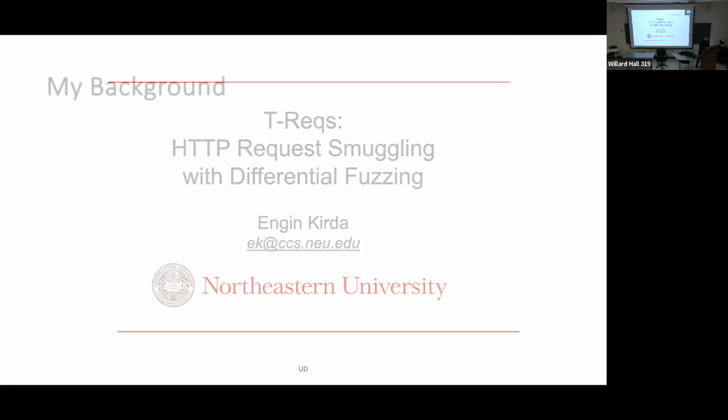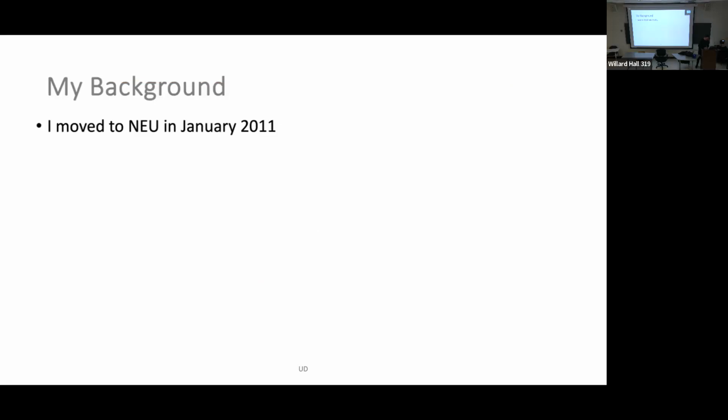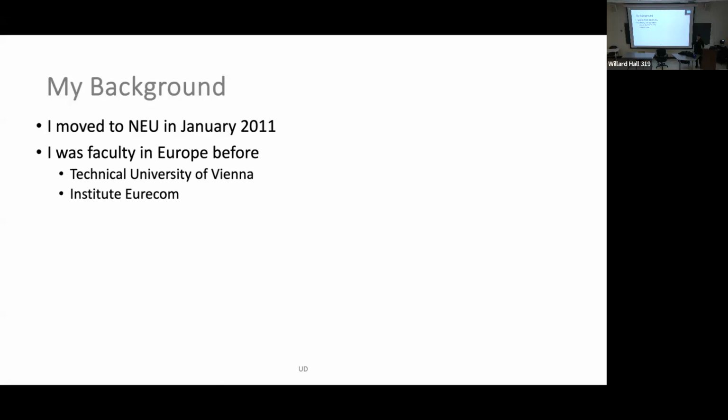So my background: I moved to Northeastern about 10 years ago. Before that, I was faculty in Europe. I spent a lot of time at the Technical University of Vienna. Then I spent some time at Institut Eurecom in France. Then I moved to the US. So right now, it's about 50-50: half of my time as faculty I've spent in Europe, half of it in the US.